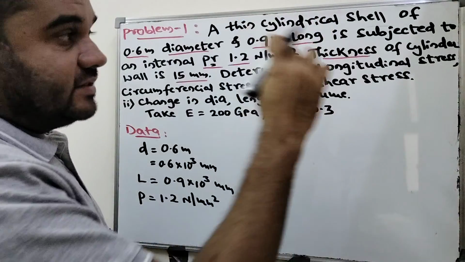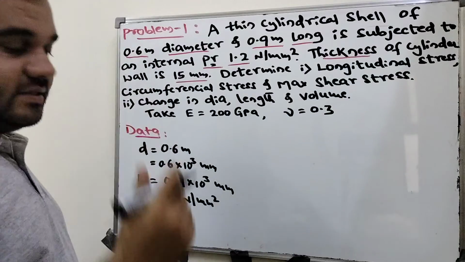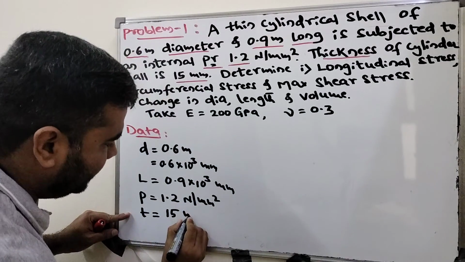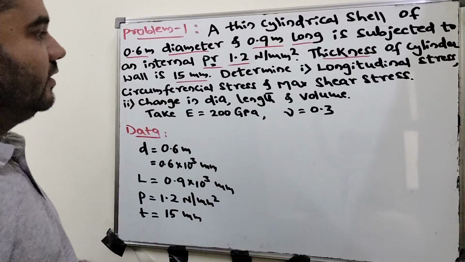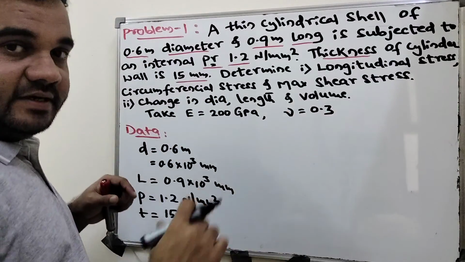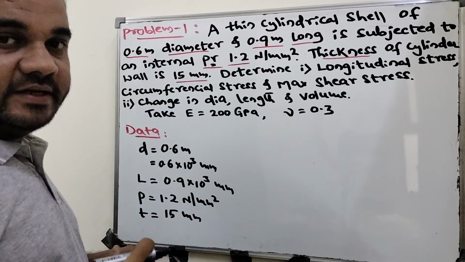Also the wall thickness of the cylinder is 15 millimeter. The t equals 15 millimeter. So the internal diameter, the length of the cylinder, the internal fluid pressure and the wall thickness of the cylinder are given here.